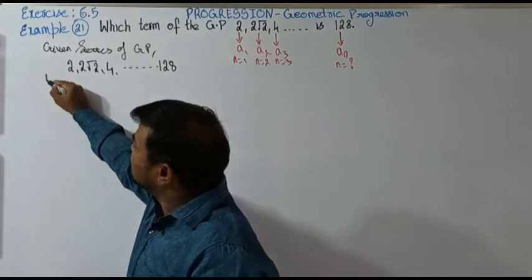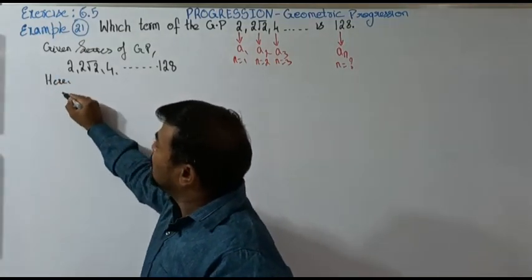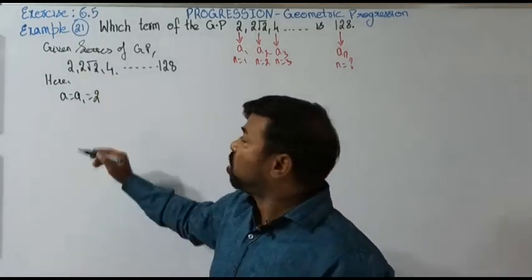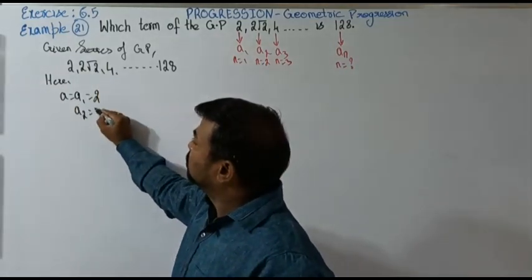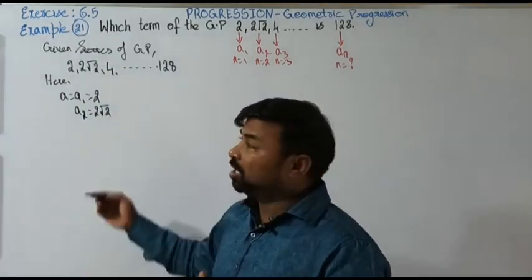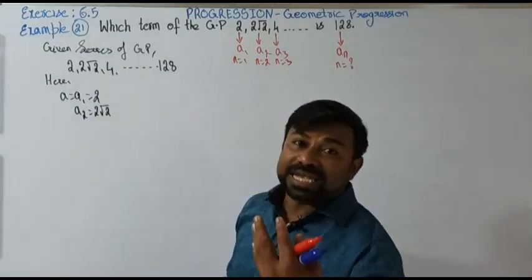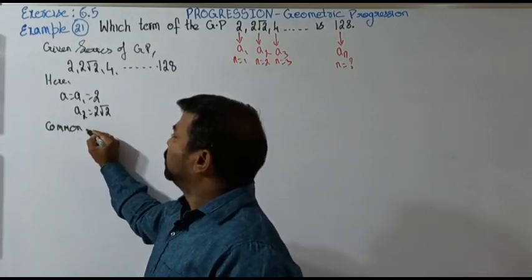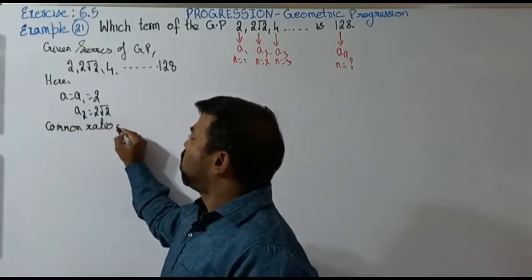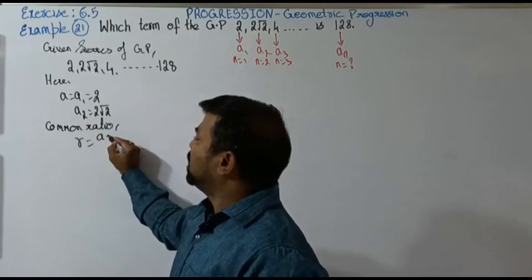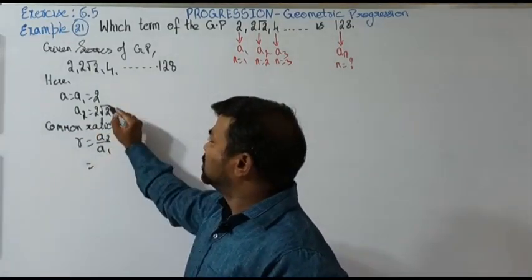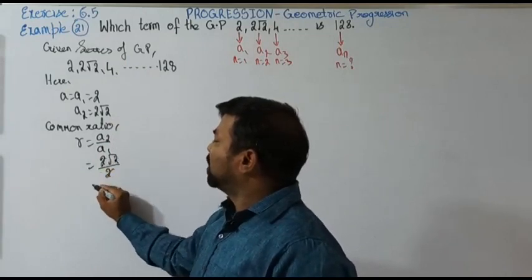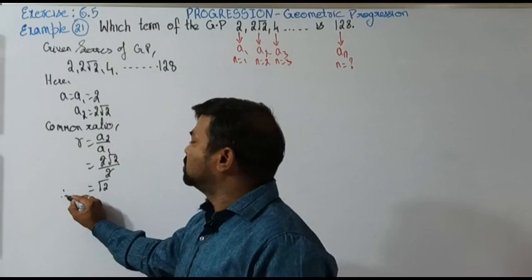Now in this series, the first term A1 is equal to 2, and A2 is nothing but 2√2. We got the first term and the second term. Now let's find the common ratio. R is equal to A2 by A1, which is 2√2 by 2. If you cancel it out, R is equal to √2.